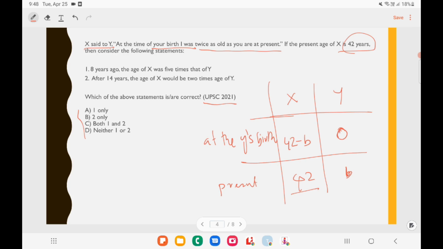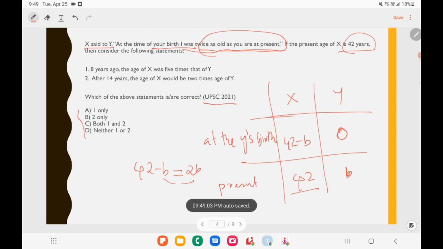And it is given that at the time of your birth, I was twice as old as you are at present. That means 42 minus B, the age of X at the time of Y's birth, is equal to twice as old as you are at present. That means 2 times B. Now just solve this equation. You will get 42 equal to 3B, and if you solve it, B is equal to 42 by 3. That means it's 14. So B is 14 right now.